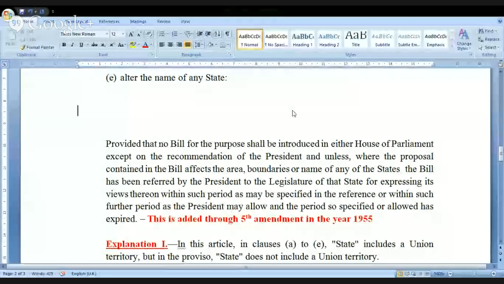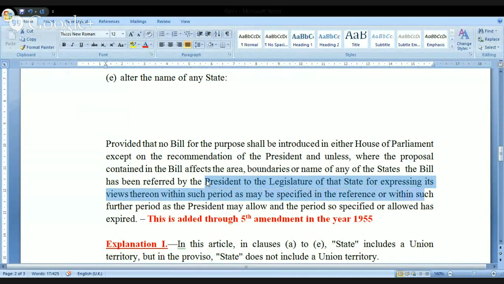Okay, kindly remember, this bill can be introduced only with the prior permission of the president, and the president will be forwarding this particular bill to the state legislature for expressing its views thereon within such period as may be specified in the reference, or with such further period as the president may allow, and the period so specified or allowed has expired.